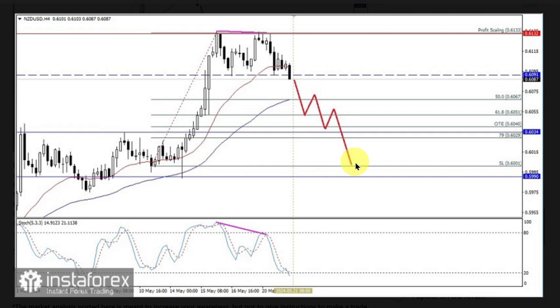But all of these scenarios can become invalid if on its way to this target suddenly the kiwi strengthens again until it breaks above 0.6133.